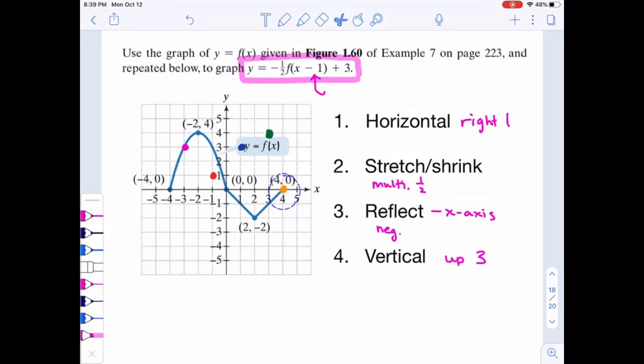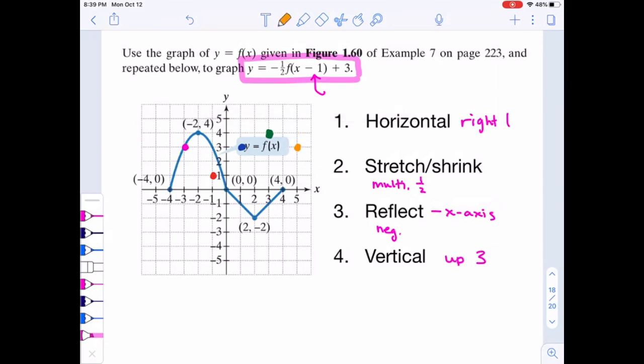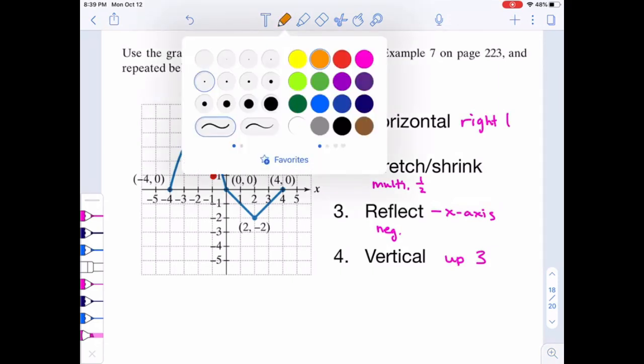My last point, horizontal. We are going to move it to the right, 1 spot. We are going to multiply by half. Half of 0 is still 0. I'm going to reflect it about the x-axis, still stays at 0. And I'm going to have a vertical up 3 shift. So up 1, 2, 3. So now I need to draw in what this whole final line is going to look like.